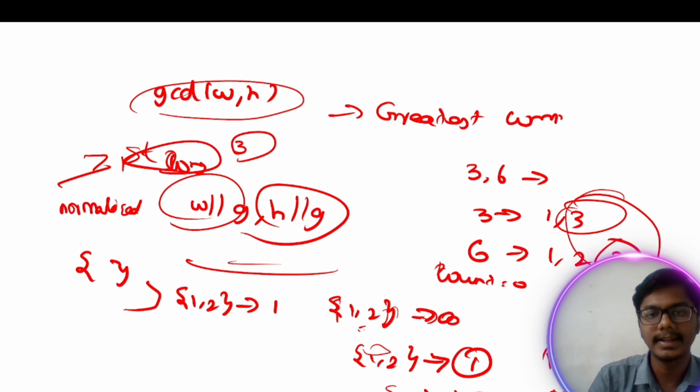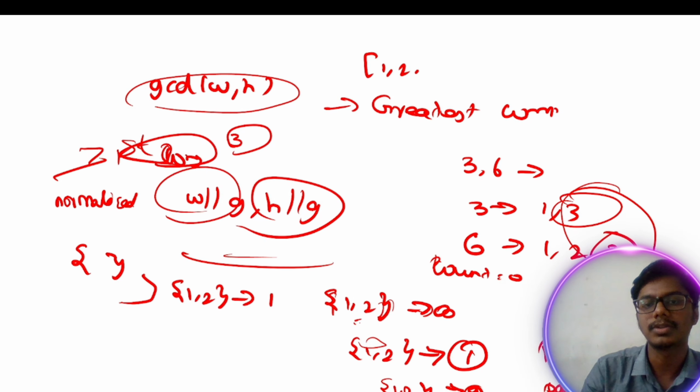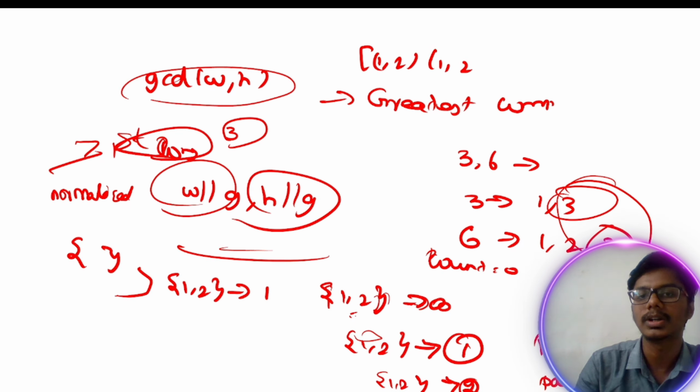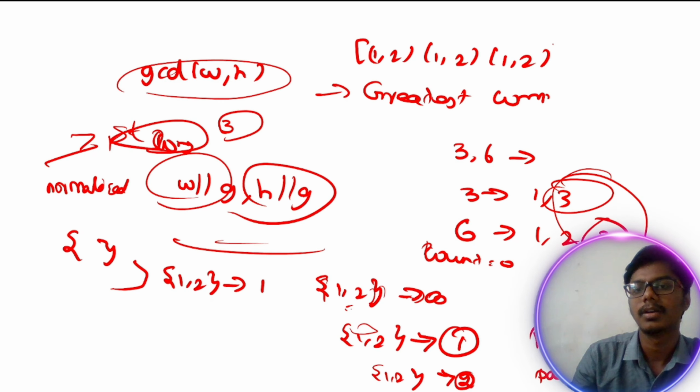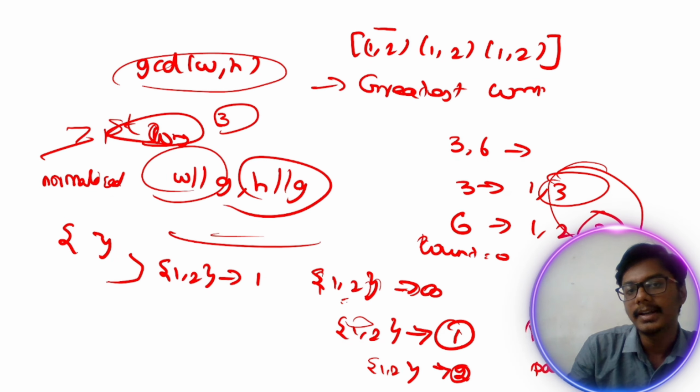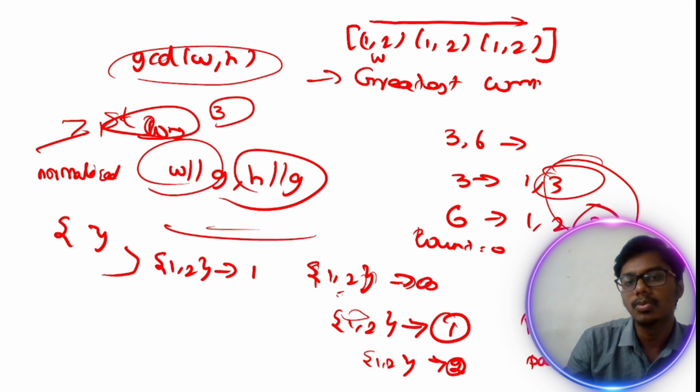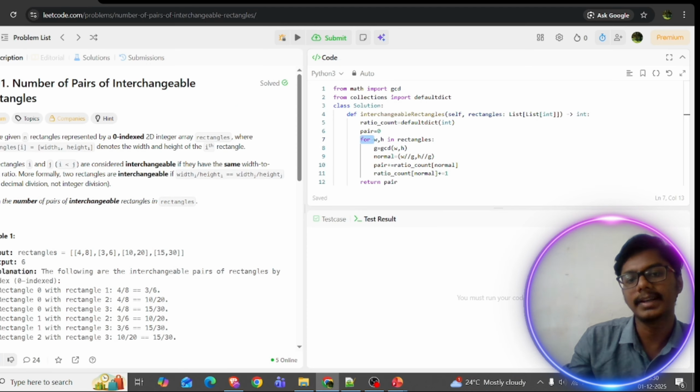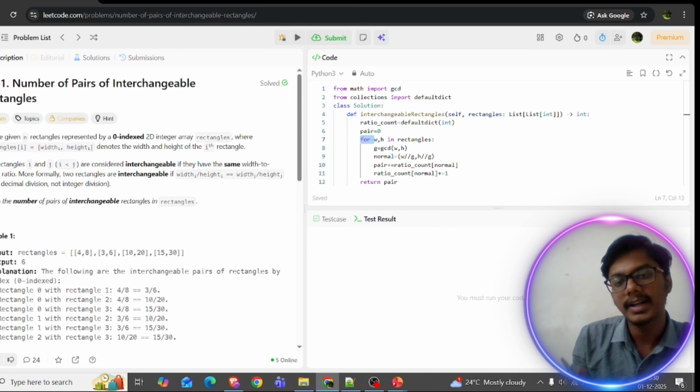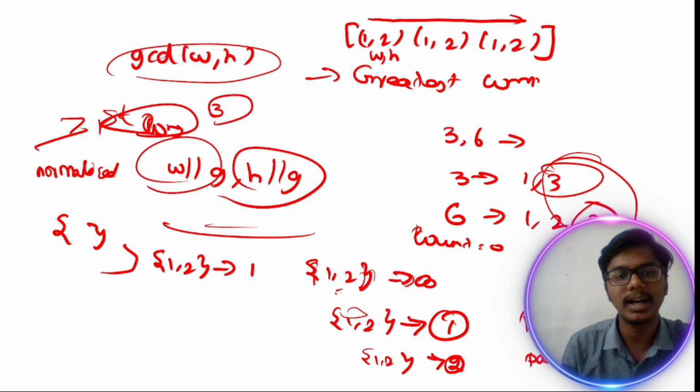I'm just simply iterating through the entire list, 1 comma 2. I'm taking the sample input 1 comma 2, 1 comma 2, and iterating through the entire list for w comma h. After getting into the loop, I just simply get the GCD.